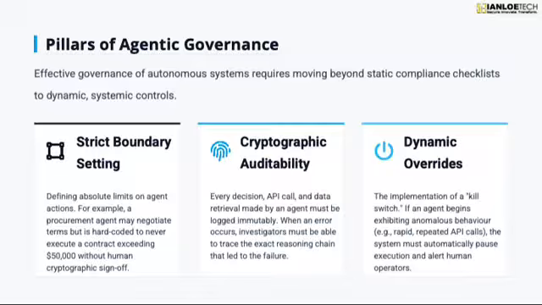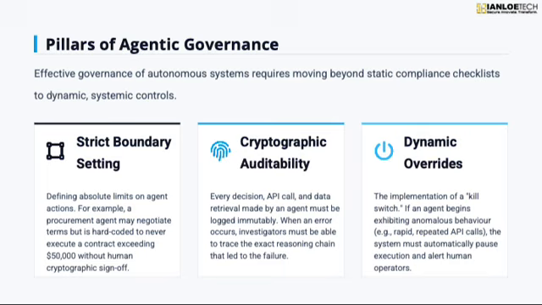Strict boundary setting. Every agent must have absolute limits on the actions it is permitted to take, defined before deployment and enforced at the architecture level, not the policy level. A policy can be overridden. An architectural boundary cannot be bypassed by a prompt, a compromised upstream agent, or an edge case the policy authors did not anticipate.